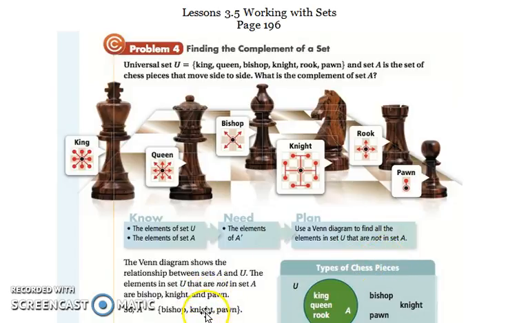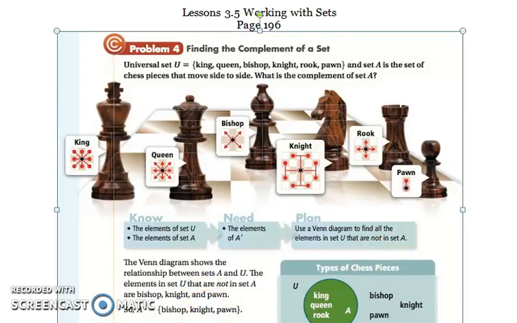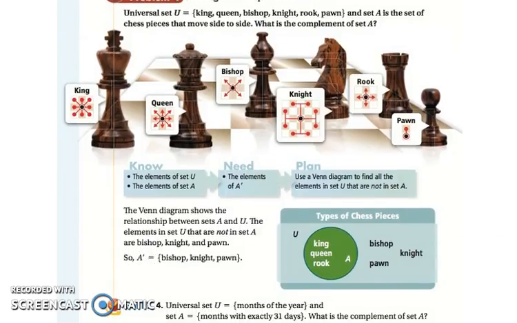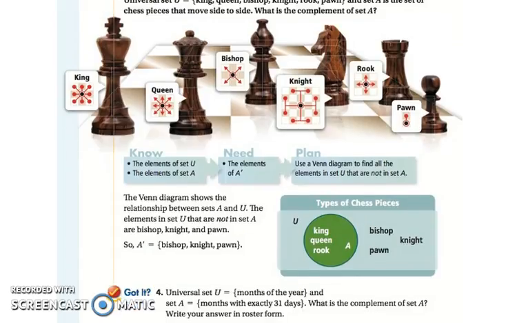Okay, so the complement of A is everything that's not A. So everything that's not A is the bishop, the knight, and the pawn. This little thing right here means not. So not A means everything that's not in A. Complement is opposite.